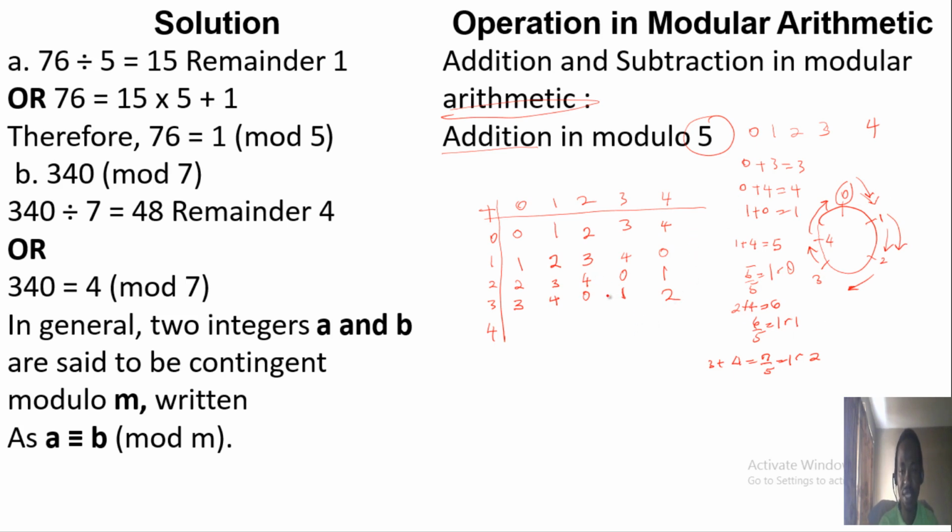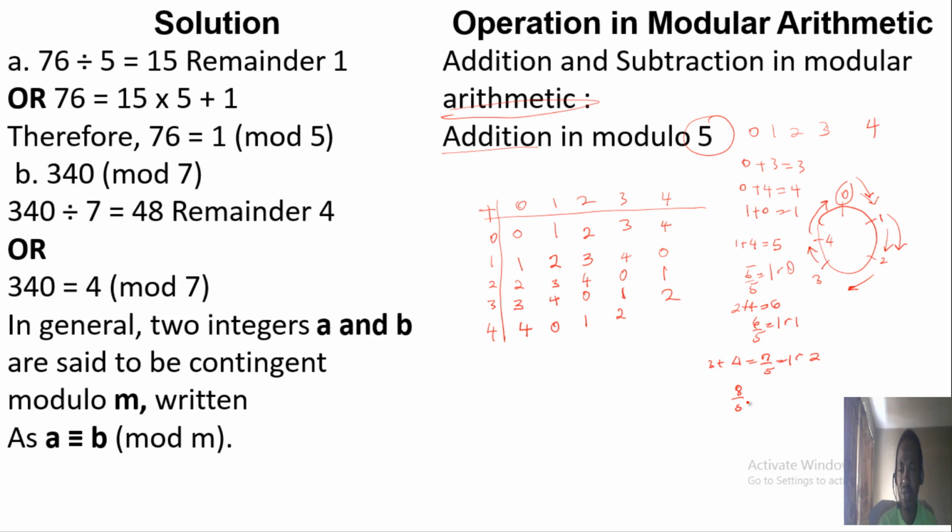Likewise, 4 plus 0 will give me what? 4. 4 plus 1 will give me 5, is returning 0. Then 4 plus 2, 6 is returning 1. Then 4 plus 3, 7 is returning what? 2. Then 4 plus 4, 8. 8 will return what? We can do like this. 8 divided by 5. How many 5 is in 8? It's returning 3.